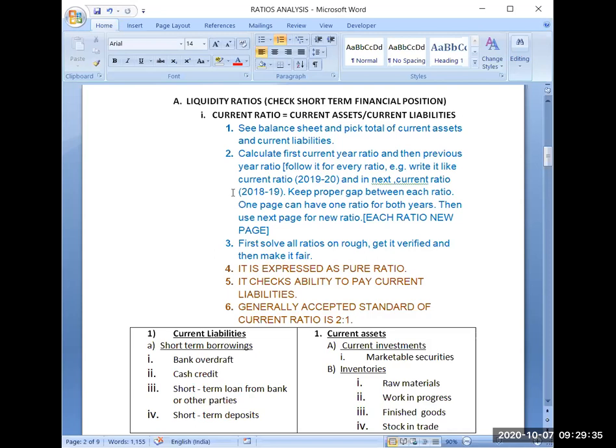Later on, I will not be able to help you. So now keep a proper gap between each ratio. One page can have one ratio for both years. Like on one page, suppose you are solving the current ratio. On that page, you will write the formula, then calculate it for the current year, and then calculate it for the previous year. On this page, you don't need to write any other formula or any other ratio. Then use the next page for a new ratio.